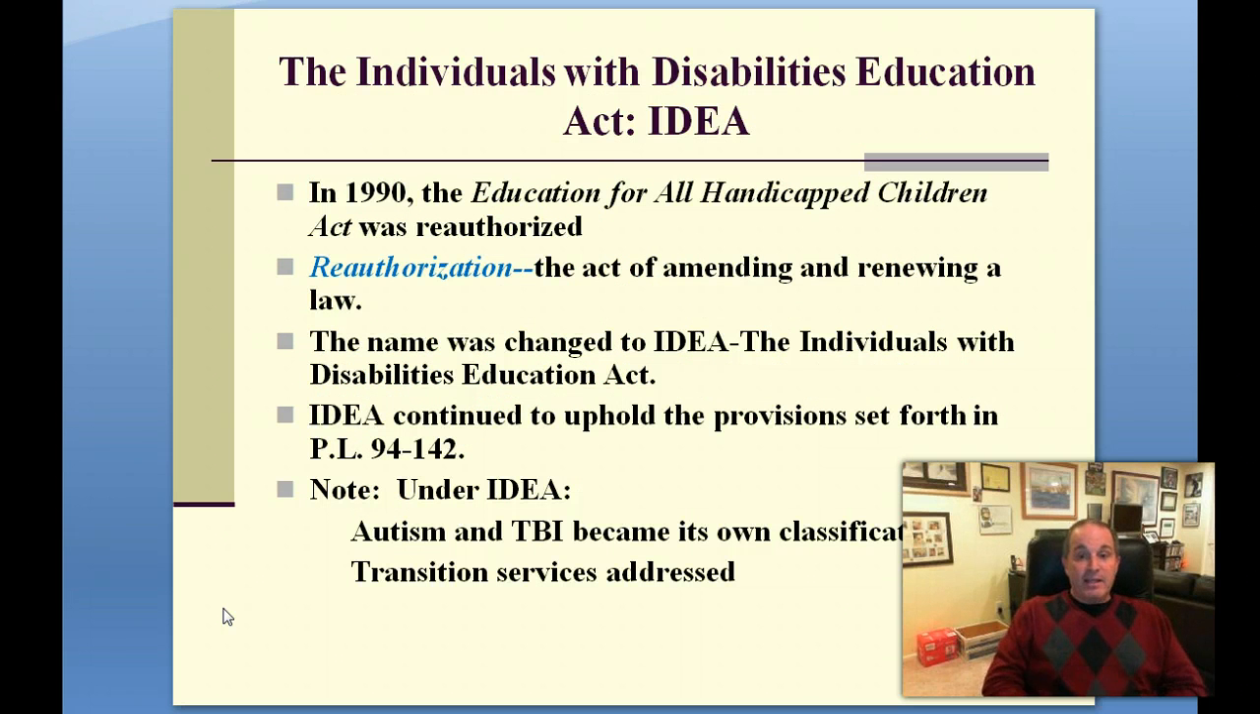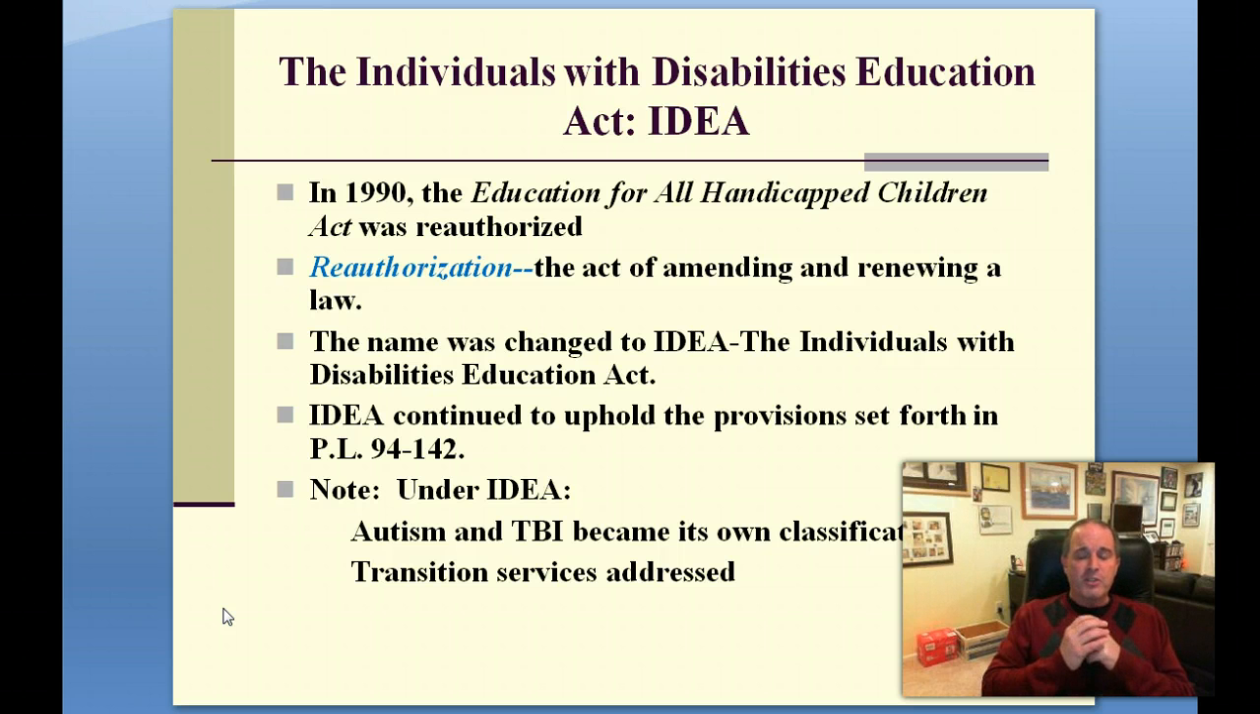In 1990, we had a reauthorization of the law again, designed to amend the law, and we changed the name in 1990 to the Individuals with Disabilities Education Act, or IDEA. IDEA continued to uphold the provisions set forth in 94-142. So all of the provisions I talked about prior continued to be upheld in IDEA. But there were also two other things that occurred under IDEA. Autism and traumatic brain injury, TBI, became their own classifications, and transition services were also addressed under IDEA.